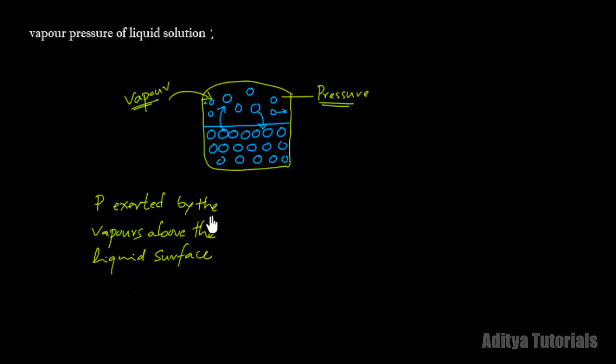and there is an equilibrium. There is an equilibrium because, as I mentioned, some gas molecules get into the liquid, and some liquid molecules evaporate again. So a dynamic equilibrium is established here. Therefore, the vapor is at the surface in equilibrium with the liquid. So I hope you understood what the vapor pressure of a liquid solution is.